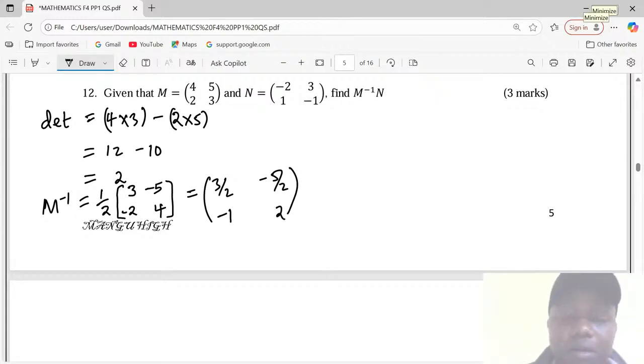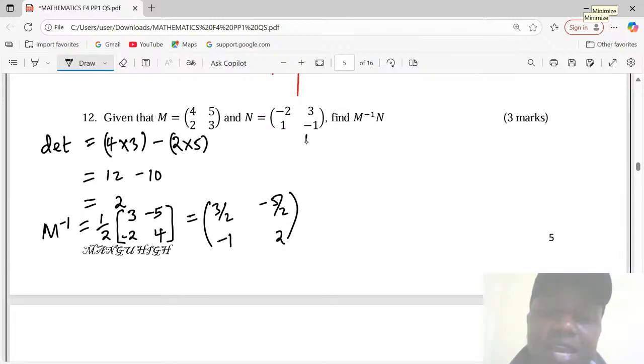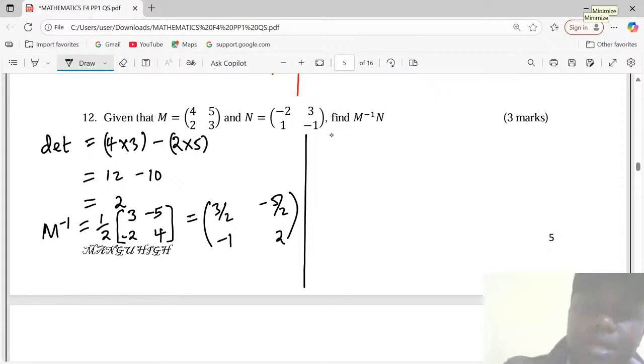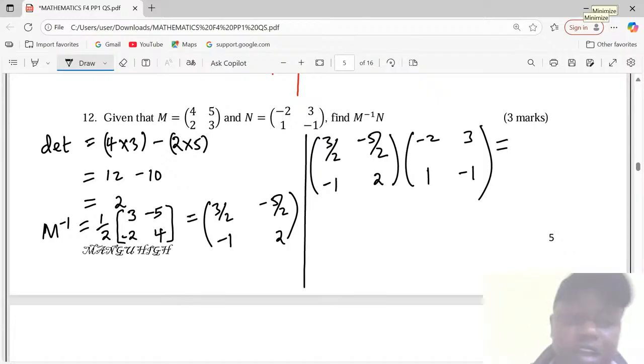We have gotten now the inverse of m. So now we should multiply the inverse of m by n. 3 over 2, negative 5 over 2, negative 1, 2, multiplied by n, which is negative 2, 3, 1, negative 1. So now we're supposed to carry out multiplication at this stage.